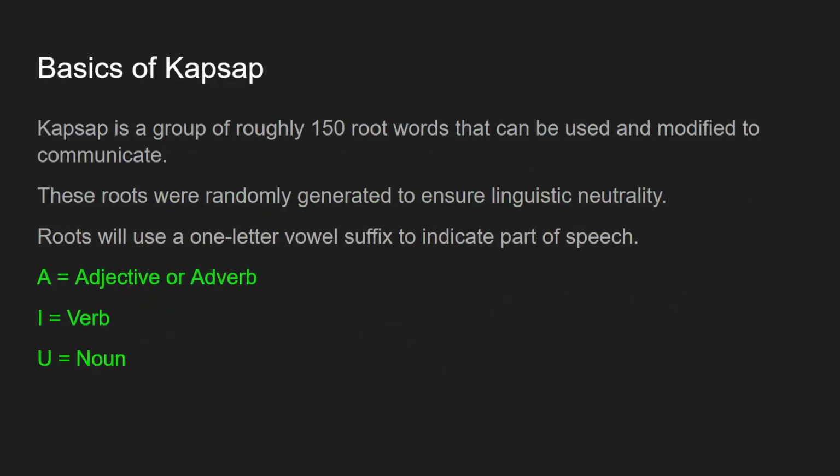Basics of Kapsap. Kapsap is a group of roughly 150 root words that can be used and modified to communicate. These roots were randomly generated to ensure linguistic neutrality. Roots will use a one-letter vowel suffix to indicate part of speech. A for adjectives and adverbs, E for verbs, and U for nouns.